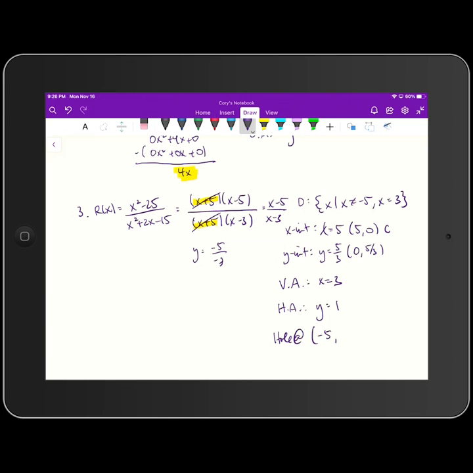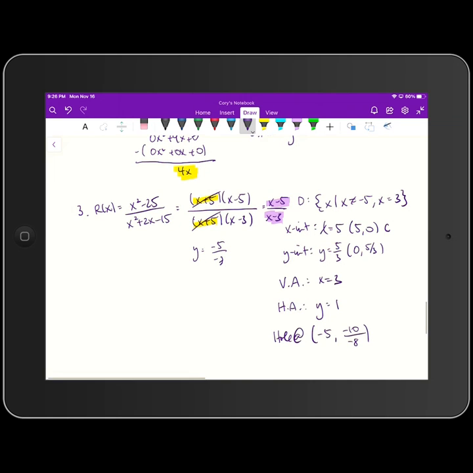And then what you're going to do is you're going to take that x value and you're going to plug it into the simplified function to figure out the y coordinate at that x value. So when I plug -5 into the simplified function, we get -5 minus 5, which is -10. And then on bottom, we get -5 minus -3, which is -8. And -10 divided by -8, that is going to simplify to +5 over 4. Okay, so that right there is going to give you the coordinates of your hole.